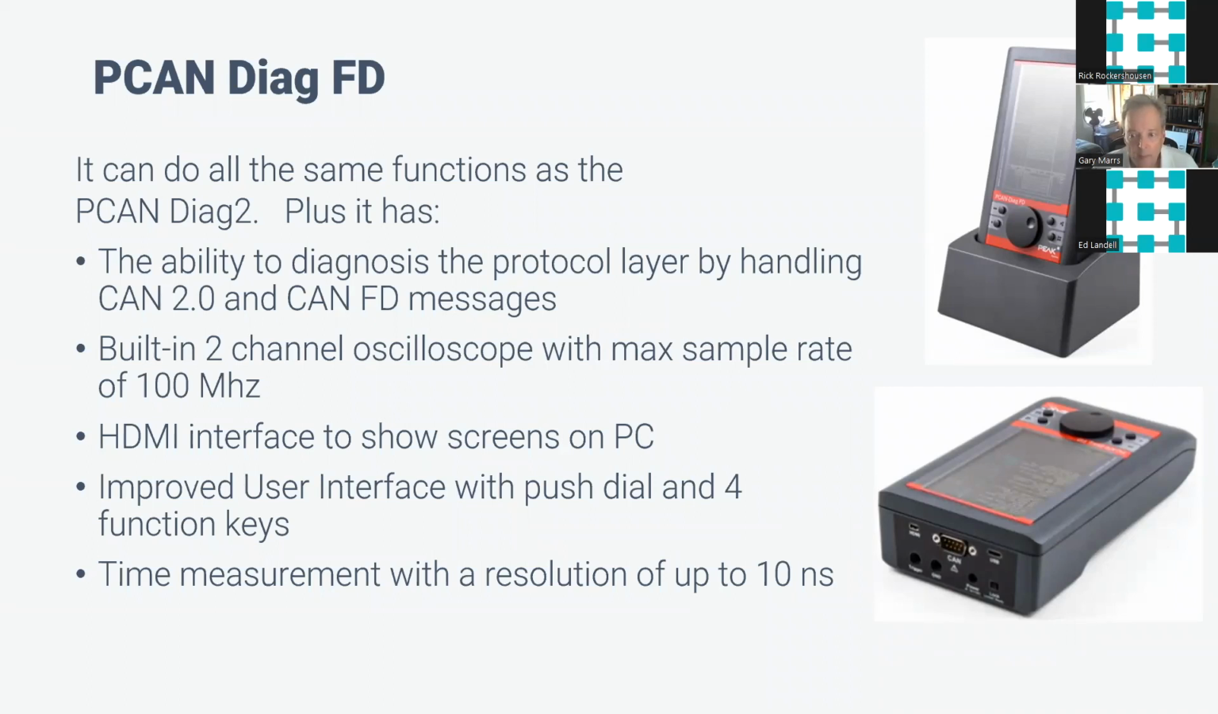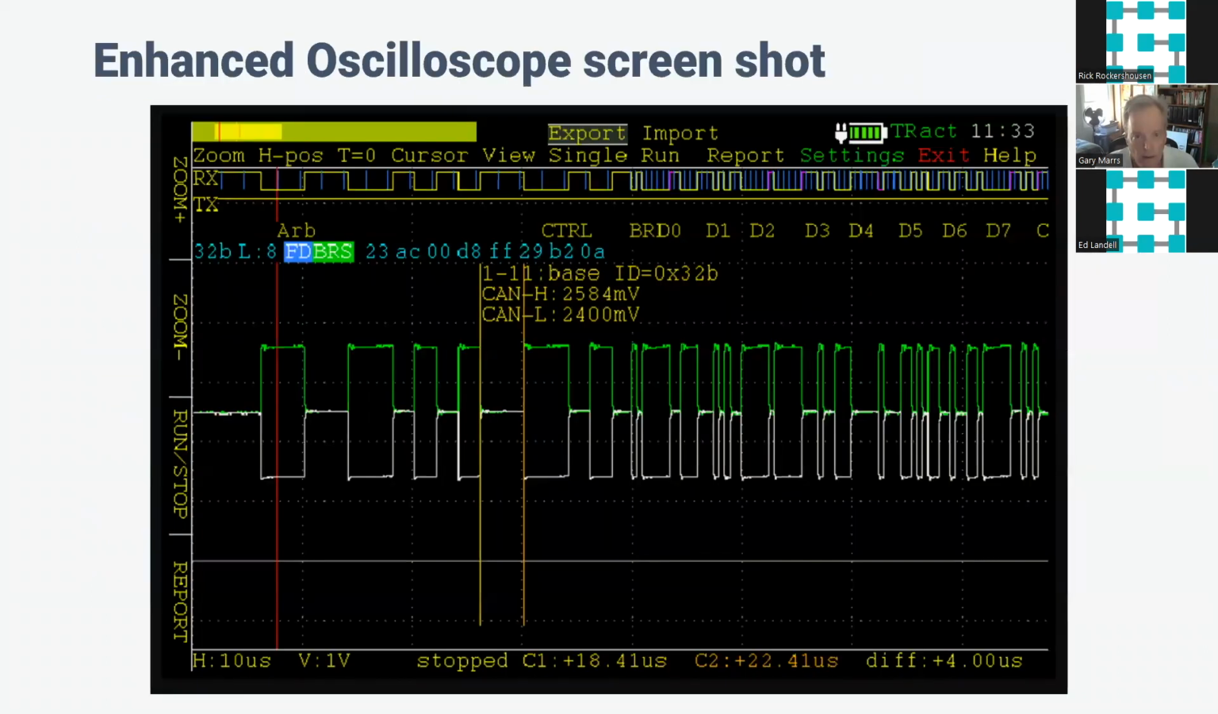There is also an optional charging station or dock to store it in. And roughly the list price is around $1,600 for this tool. Here you can see the enhanced oscilloscope screenshot, much higher resolution, much faster, can capture FD data. Very nice tool for analyzing CAN traffic.